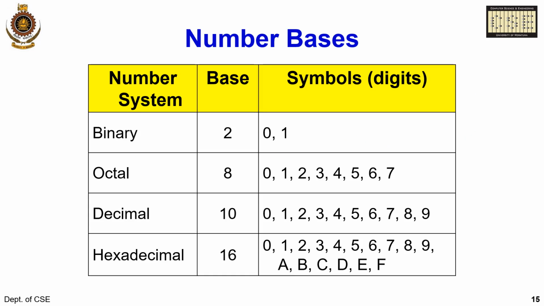Let's look at different number systems, more commonly used number systems and their bases. So binary, as you know, its base is 2, which means it has two symbols which are 0 and 1. In the octal number system, we have the base of 8, meaning we have 8 symbols, so from 0 to 7. As you know, the decimal number system with base 10 has 0 to 9, 10 symbols. And then the hexadecimal number system is of base 16, having 16 symbols, so we have 0 to 9 and A to F.